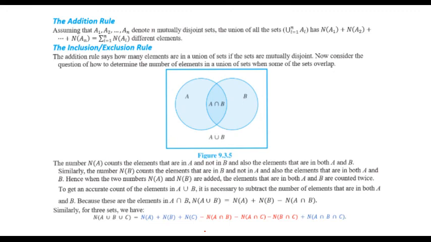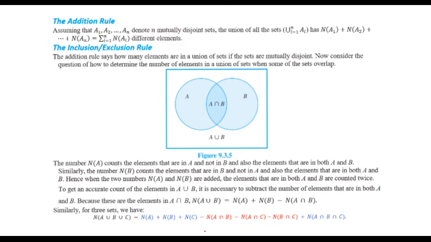All right, so we introduced the multiplication rule in the previous slides. Here I'm going to introduce the addition rule. Consider you have n different sets that are mutually disjoint, sets A1, A2, all the way to An.